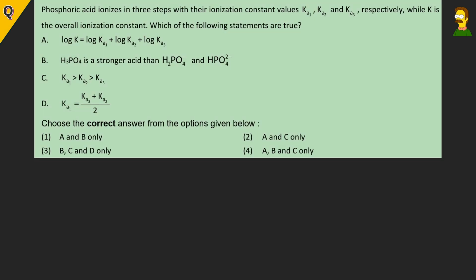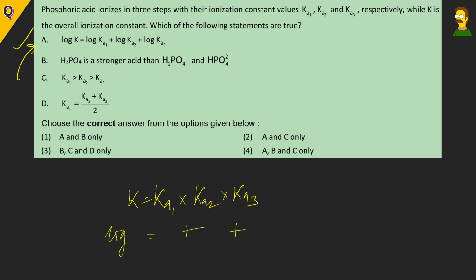Next one. How many are we down? 13 questions. Phosphoric acid ionizes in 3 steps with the ionization constant values Ka1, Ka2, Ka3. So this just means that total K is going to be equal to Ka1 times Ka2 times Ka3, right? That's what this means. If I put a log over there, then these are additive. That's what log does. So this one's correct.